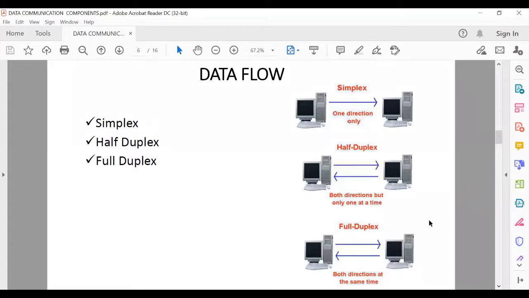Third is full duplex. Here the device can transmit and receive at the same time, just like mobile phones. It is based on this full duplex technique. So these are the data flow techniques by which data communication can be made.